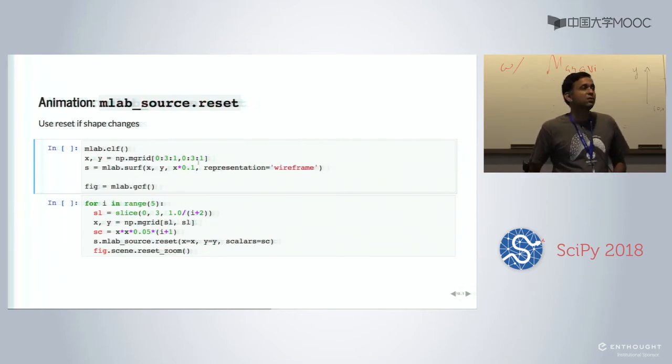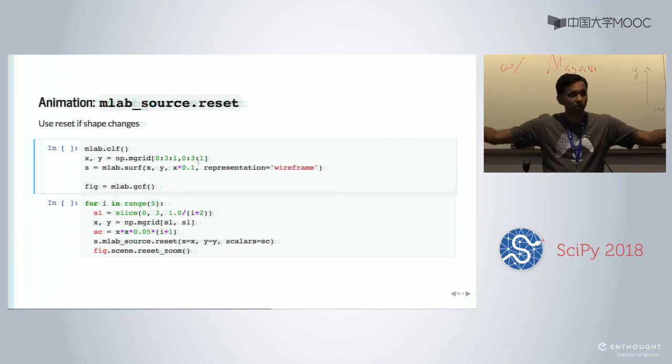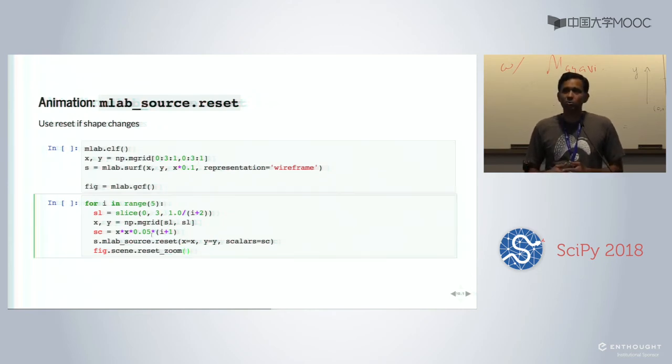But sometimes you change the data completely, right? So supposing you start off with a data set that has like 10 points, but you increase the number of points. In this case, you've got to be careful, because if you just go and set an attribute for the wrong size, you will end up blowing things up. So if you want to reset the number of points, you use something called reset. Supposing you say, I have 10 points to start with, and I'm going to increase it to 20 and then 30. You just do mlab_source.reset, and it will essentially allow you to reset the number of points.